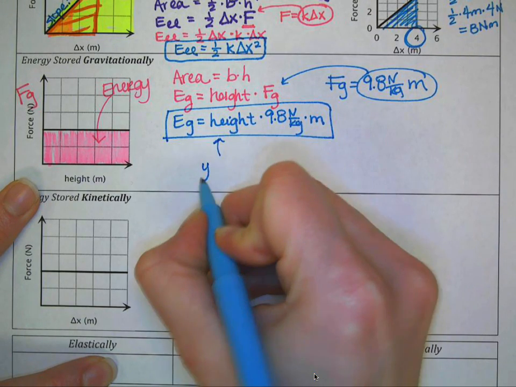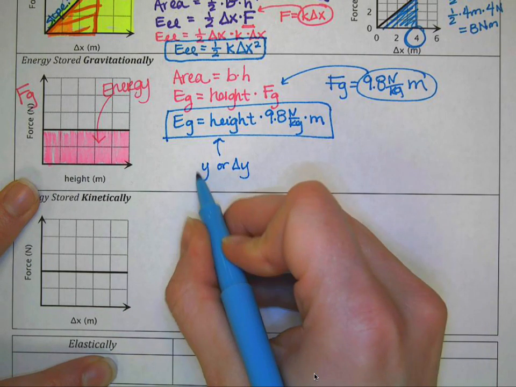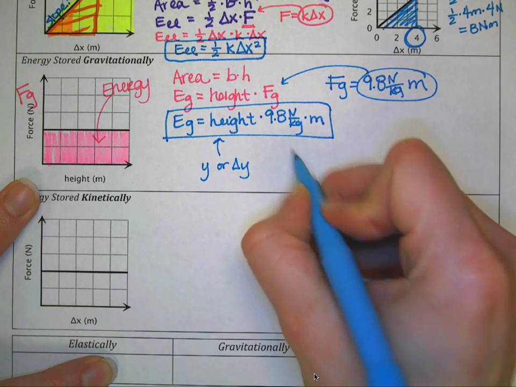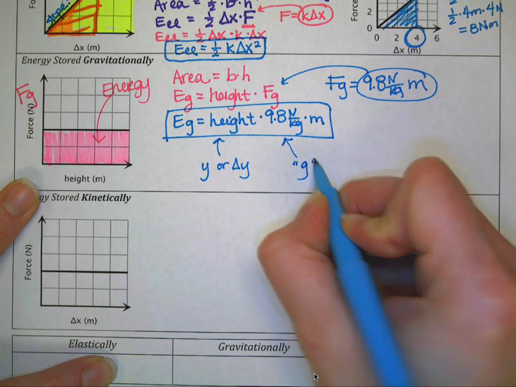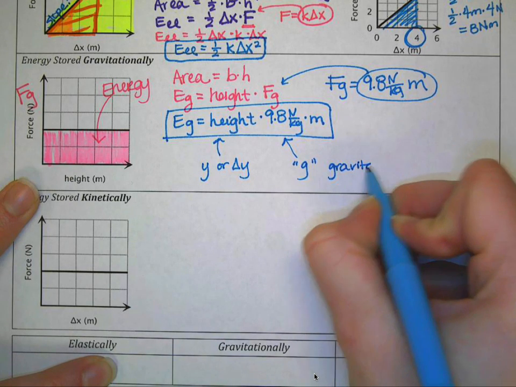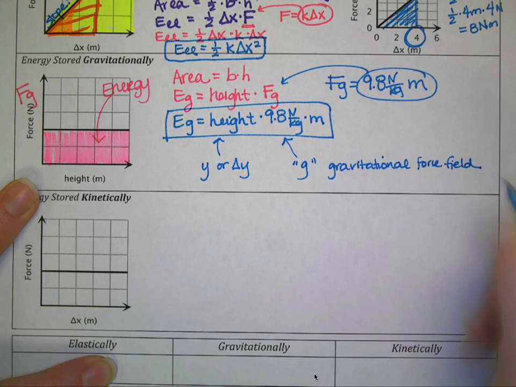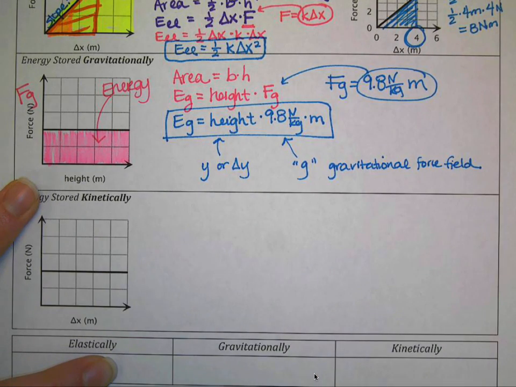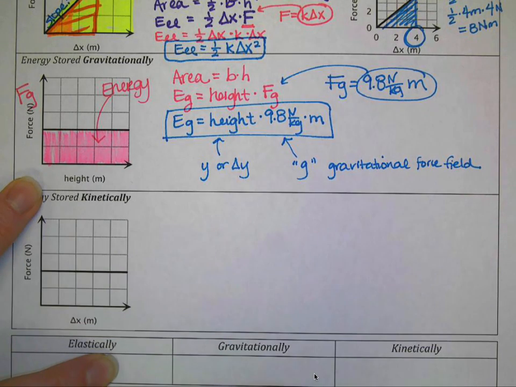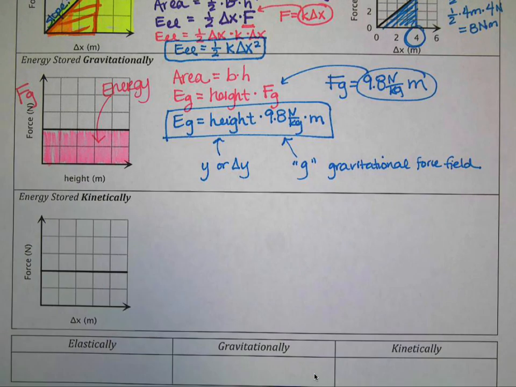A couple of differences. Height might be listed as y or delta y to talk about the vertical displacement or vertical position of an object. And that 9.8 is sometimes referred to as g, assuming we're on Earth, the gravitational force field. If you went to the moon, you would have a different value or a different amount of energy stored gravitationally. Okay, gravitationally stored energy and elastically stored energy are taken care of. But our last one, we have kinetically stored energy.